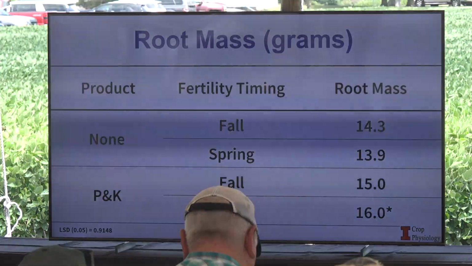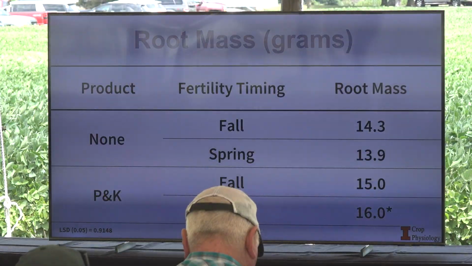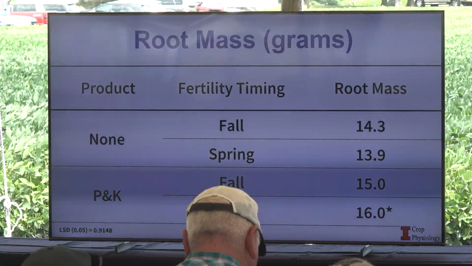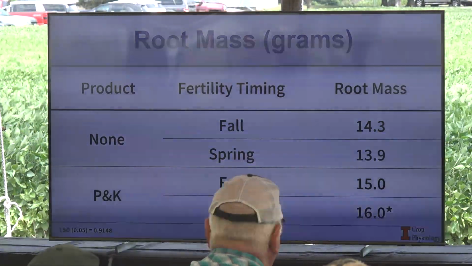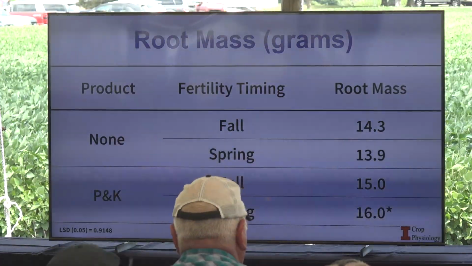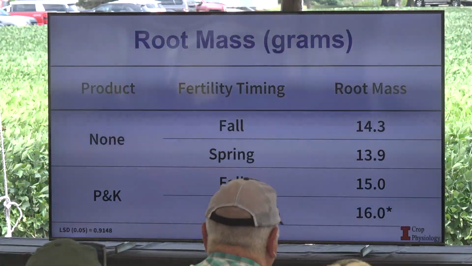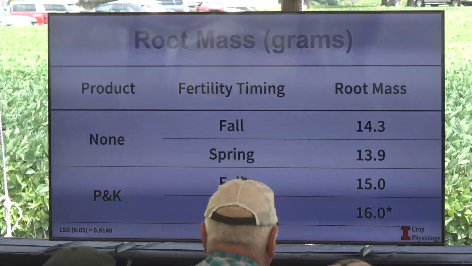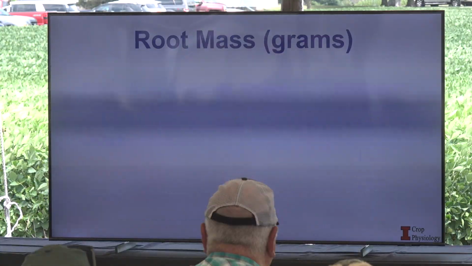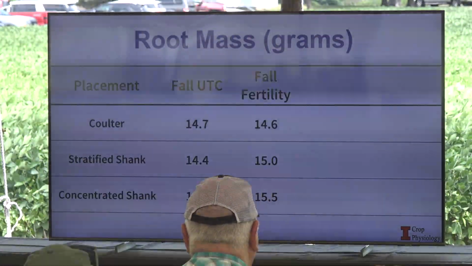That was a significant increase, and then in the fall, with no P&K, we are building more root mass, probably because that root is trying to search for that fertility in the fall. It didn't have any, it's trying to find it in the soil. So that might be why we're seeing bigger root mass with no P&K in the fall versus the spring. And so moving forward here, we'll look at the strip till treatments.